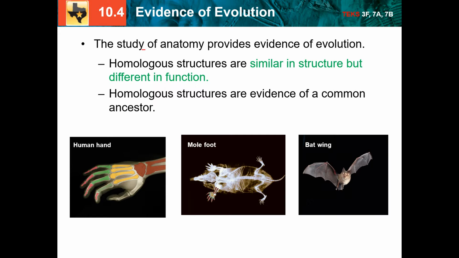Okay, and then also the study of anatomy can give you some evidence for evolution. An interesting thing with anatomy is that all the bones that make up the human hand are the same bones that make up this mole foot here. These bones are color coded here. If you trace the colors, these same bones are also the bones that make up a bat wing. So similar structure, but different function. Obviously, a human hand is not the same as a mole's foot. We don't walk on our hands, and both of these certainly aren't a wing that we use to fly.